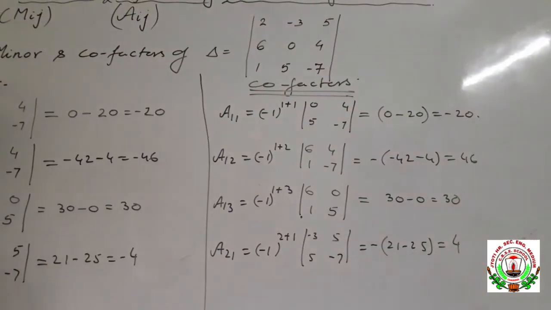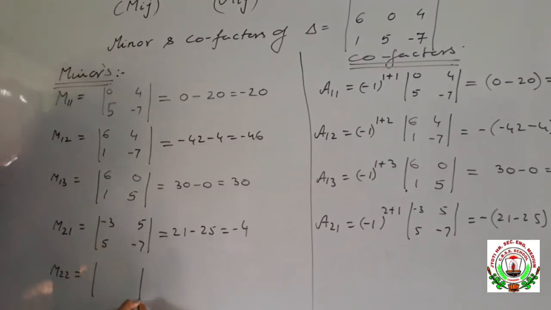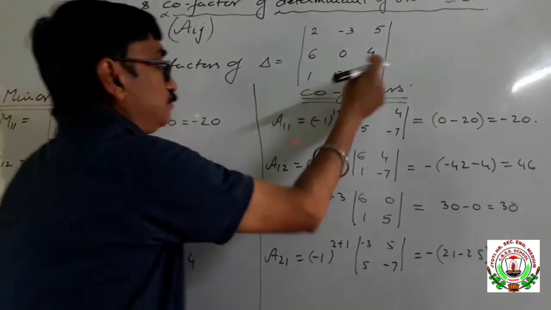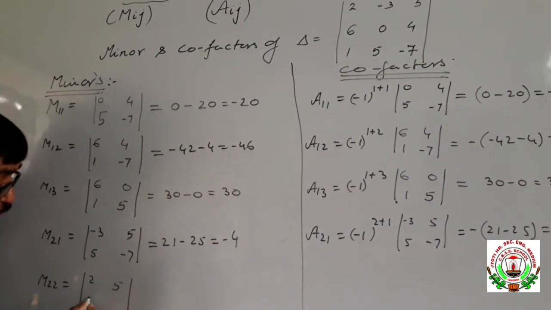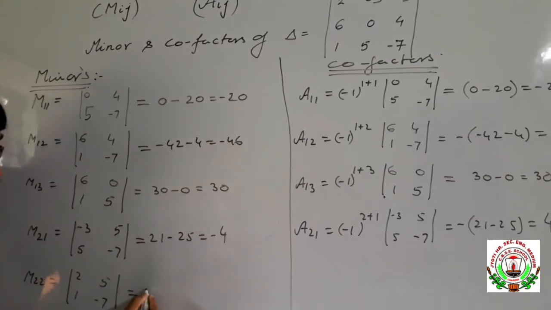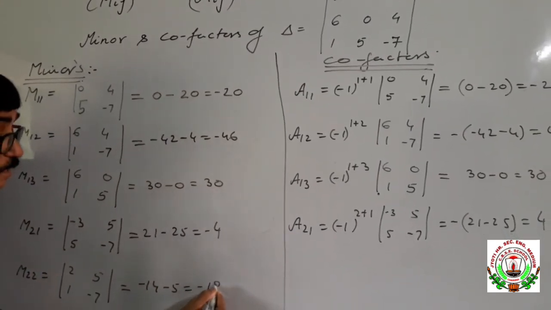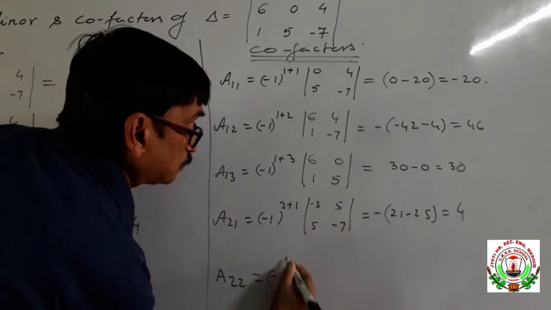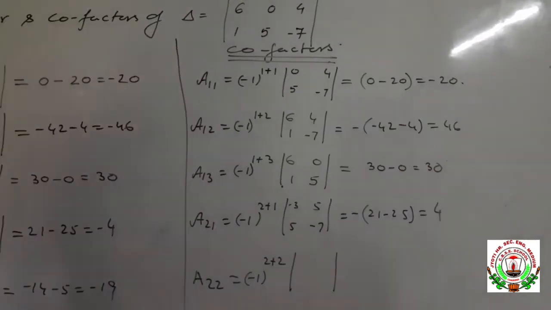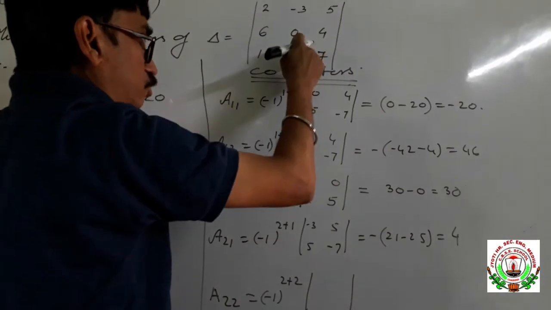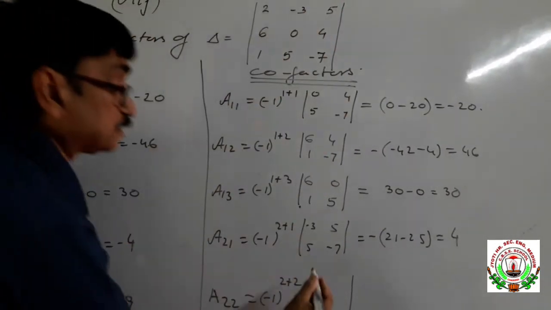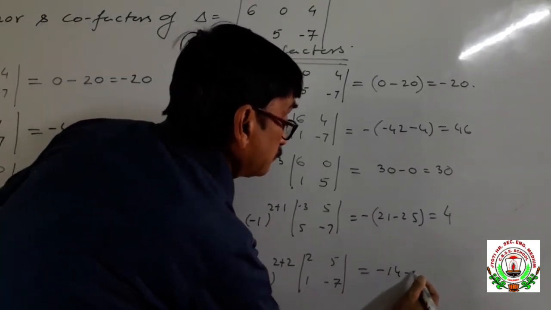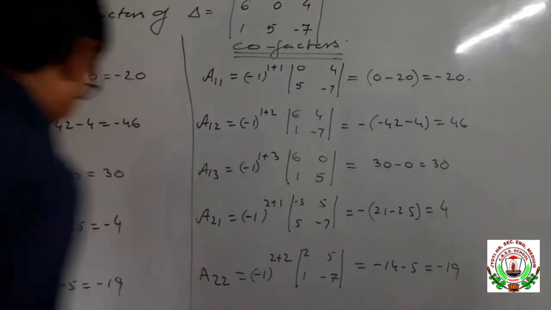Now for the M22, second row, second column, we are left out with 2, 5, 1 minus 7. So minus 14 minus 5 equals minus 19, and for its cofactor A22 equals minus 1 to the power 2 plus 2. If we delete the second row and the second column, we are left out with 2, 5, 1 minus 7, that becomes minus 14 minus 5, which is equal to minus 19.